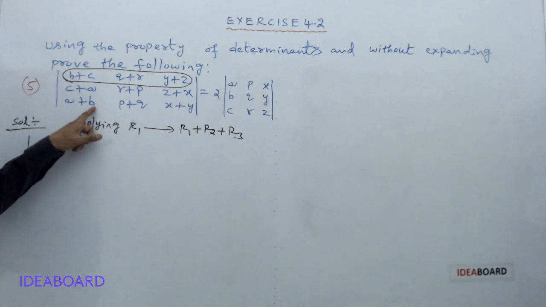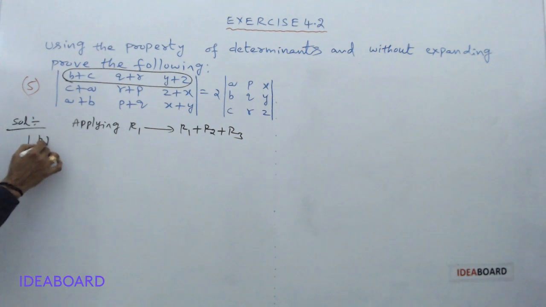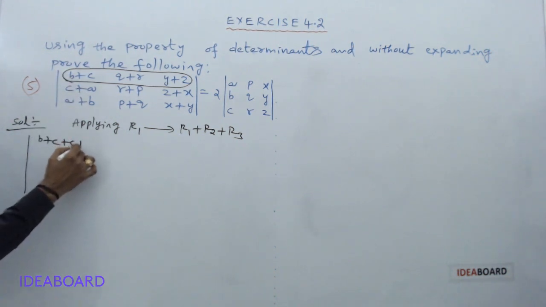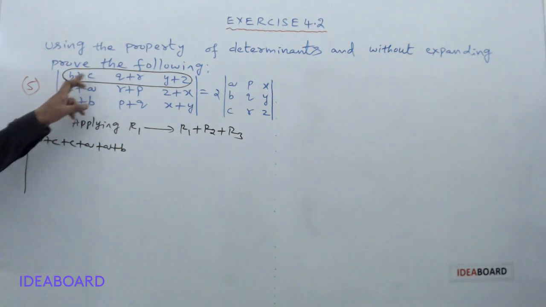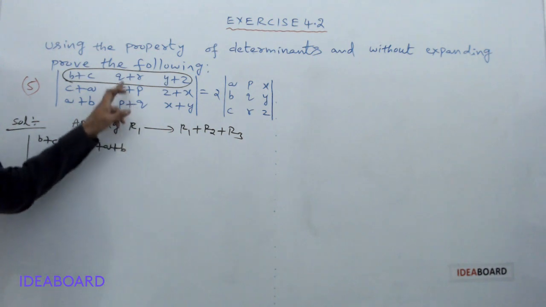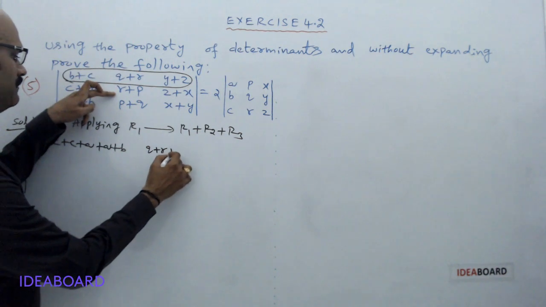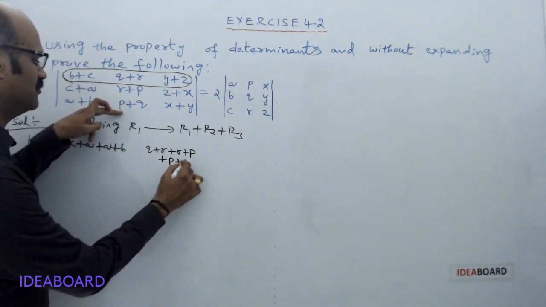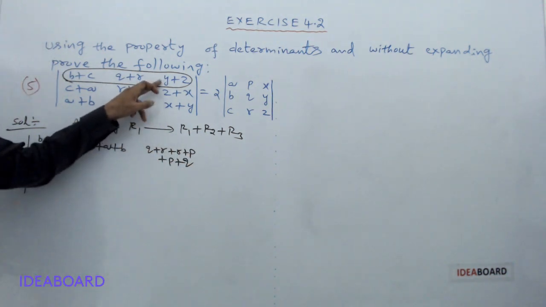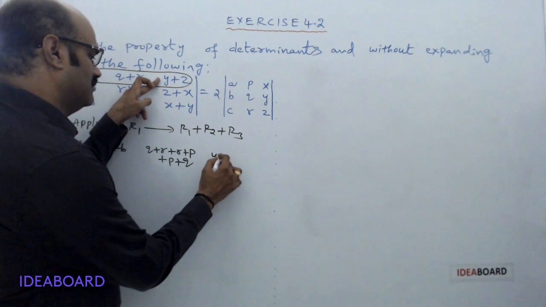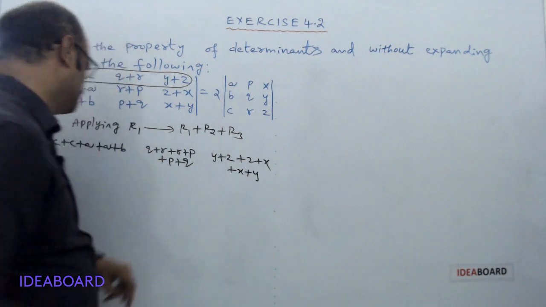B plus B, 2B. So we write it as B plus C plus C plus A plus A plus B. First element is over. Now come to second element in R2. Q plus R plus R plus P plus P plus Q. Similarly, come to the third element, Y plus Z plus Z plus X plus X plus Y.